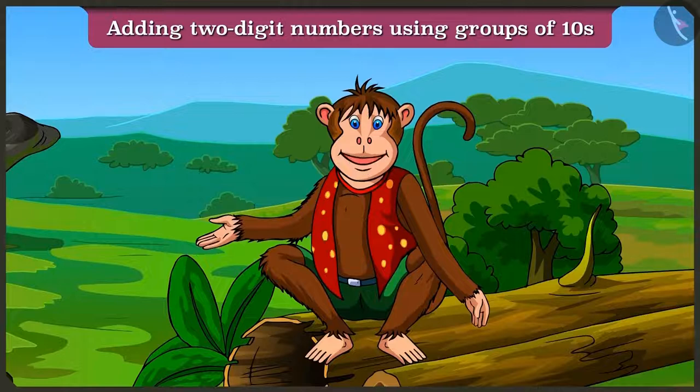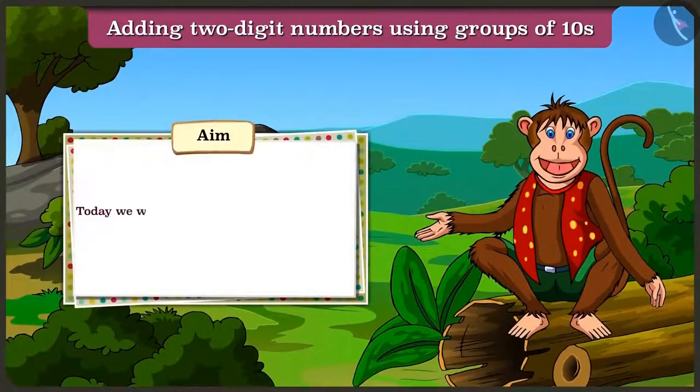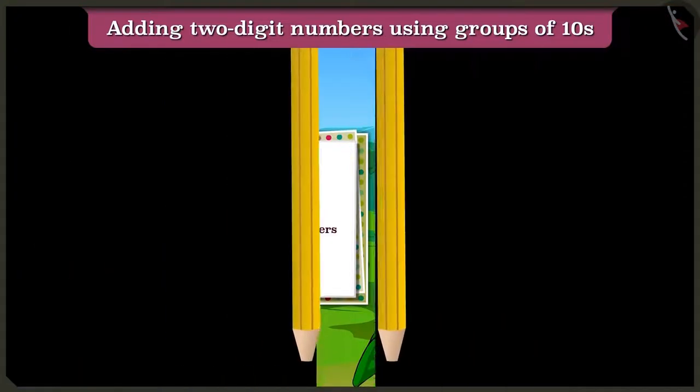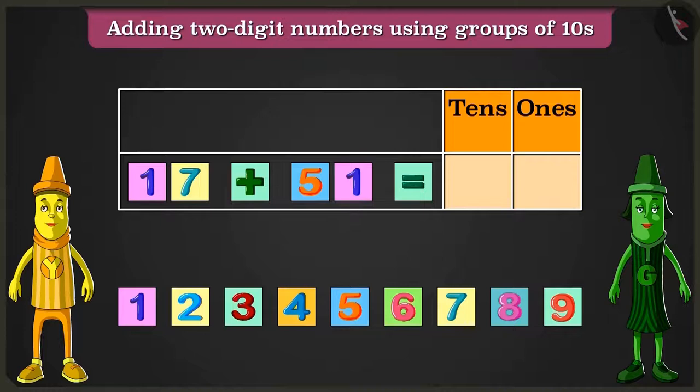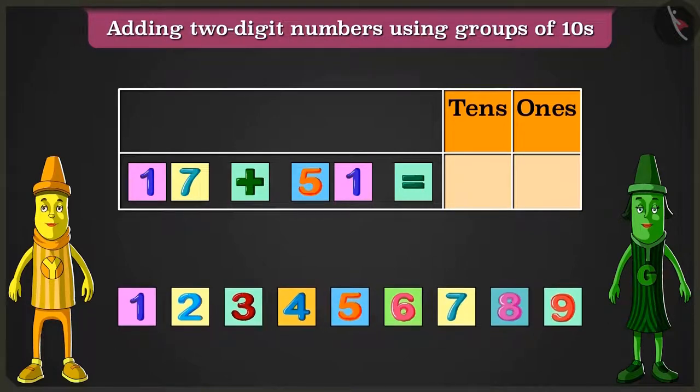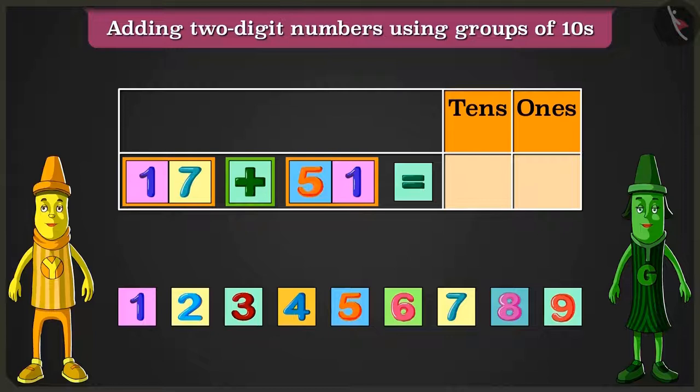Friends, today we will play an interesting game involving the addition of two-digit numbers. Greeny, look. This is a number block. Come, the number made out of these blocks, 17 and 51, have to be added.